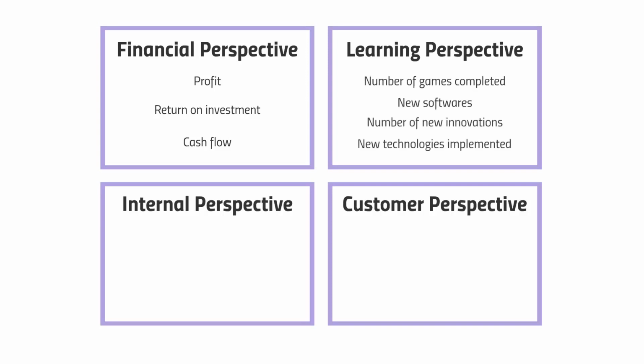Then you have the learning perspective. So the number of new innovations, number of new technologies the company has implemented. It's brought in new hardware that allows it to make fancier algorithms for the games, etc. New software that has been created that can then be licensed out or can be used and recycled across different games to save time, save money, etc. Of course, a very straightforward one here would be the number of games completed, the number of new games being released to the market, because that's ultimately what is going to drive success of this business.